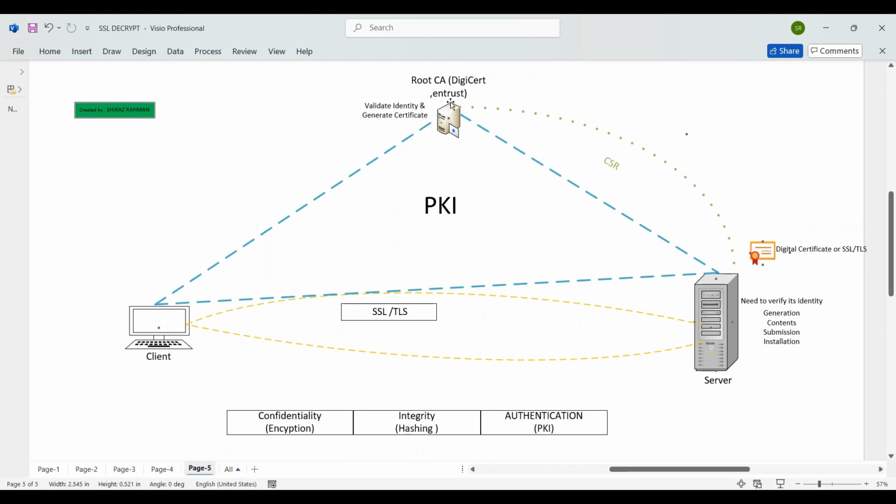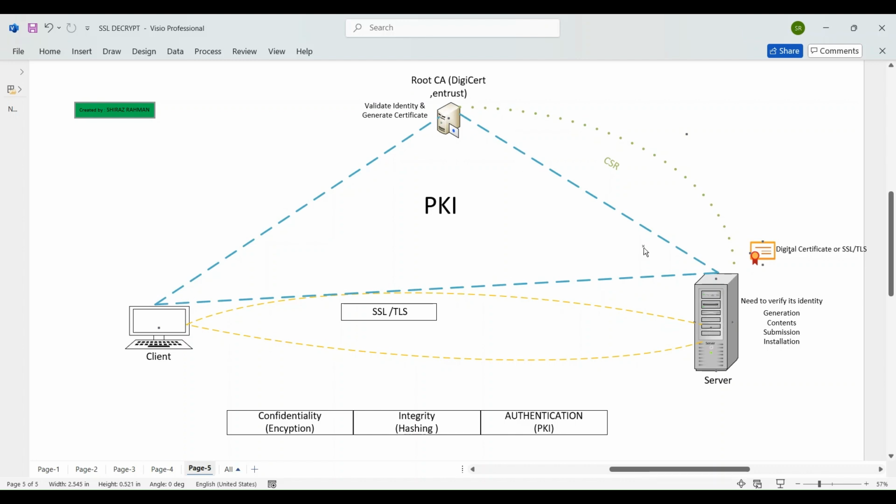PKI is a triangle, right? It's a public key infrastructure. It's a triangle that depends on three nodes. One is a server which is hosted publicly. The other is a client or a machine which wants to access this server to communicate or do a transaction. It could be a real-time transaction, or just accessing some information or database, or watching a movie, or e-commerce. And one is a root CA. So it's a kind of triangle.